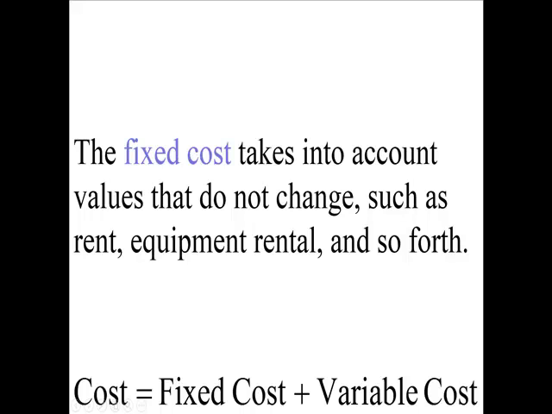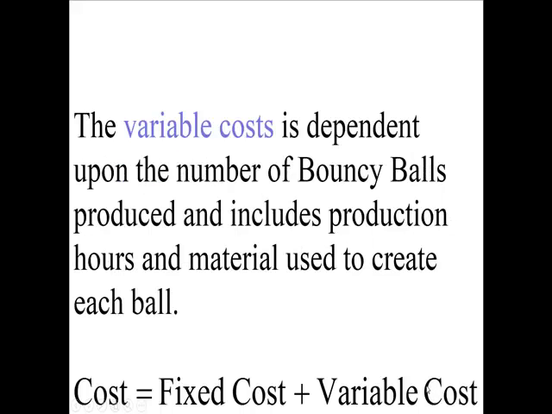You have the fixed cost, and then you have the what? The variable cost is dependent upon the number of bouncy balls produced. Now, in our example, we're going to have bouncy balls, thousands of bouncy balls, all right? So we're saying that's the number of items produced, okay? It includes production hours, material used to create each ball, okay? So that depends upon the number of balls that you made, and that's called the variable cost, okay?